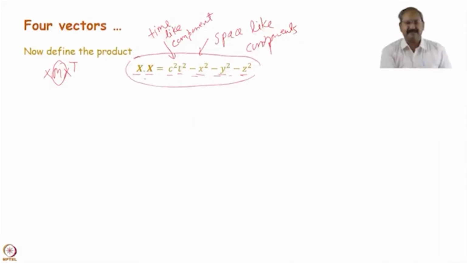The four vector inner product definition is this: c square t square minus x square minus y square minus z square. Any quantity which can be represented by four vectors in relativity will have this formulation for its inner product. Now, what is the beauty of this inner product?